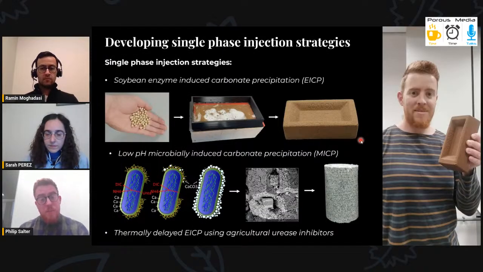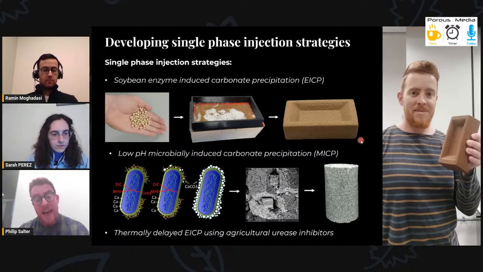So what can we do to better control where and when these crystals form? Well, several single-phase injection strategies have been proposed, which allow us to mix the urease, either from bacteria or plant-based sources, with the urea and calcium chloride, and create a lag period that prevents crystals forming initially.